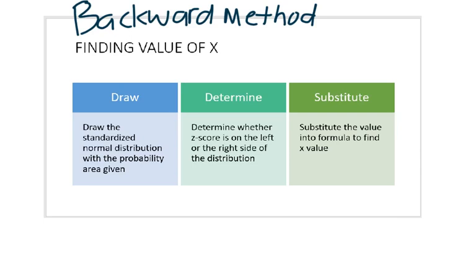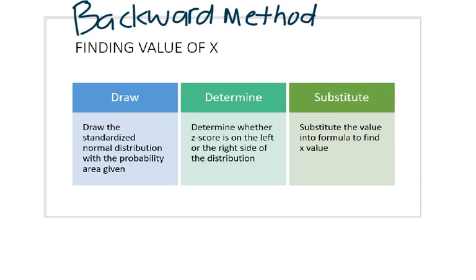Whenever we want to do this backward method, there are 3 steps. The first step is to draw the standardized normal distribution with the probability area given to us. The second step is to determine whether our z-score is on the left or the right side of our distribution, whether it is a negative value or a positive value. Then we can identify the value of x, by substituting the value of z, the value of mu, and the value of sigma into the formula.